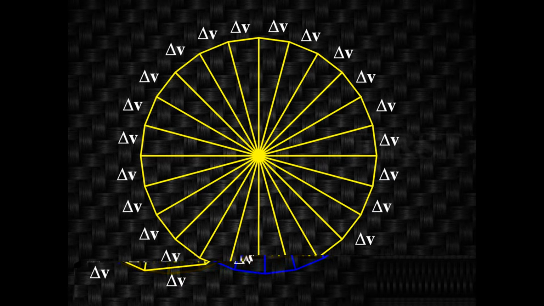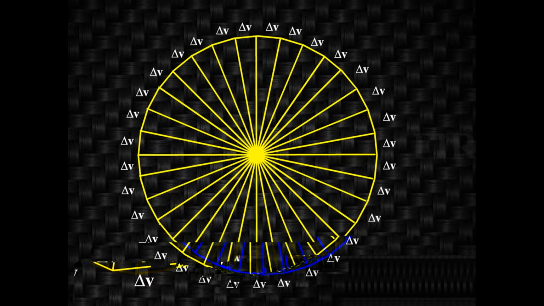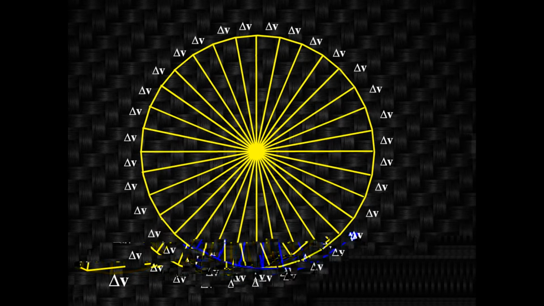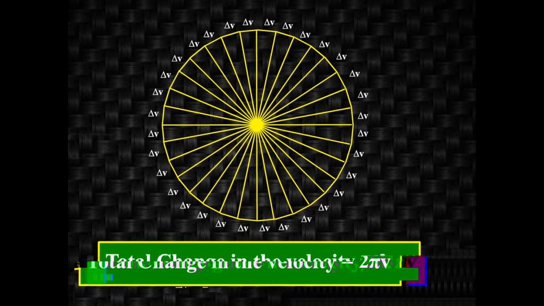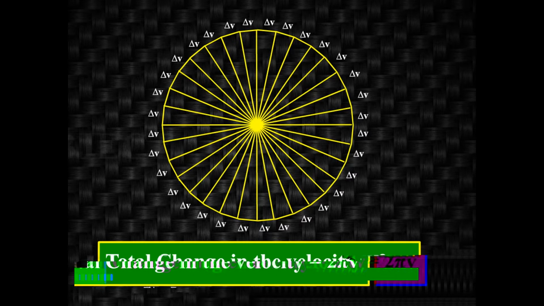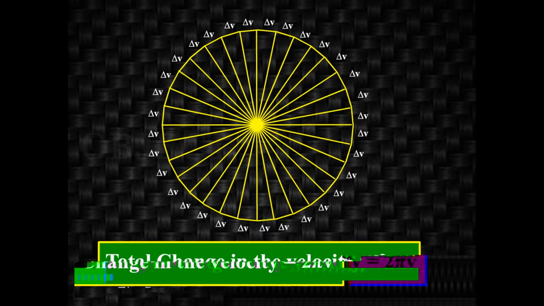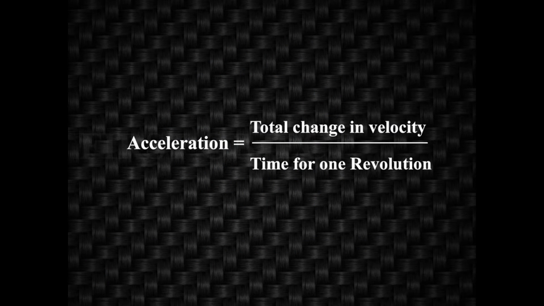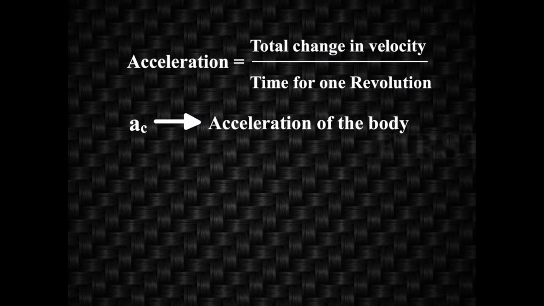The exact value of the sum of the magnitudes of the changes in velocity of the body during the course of a revolution will be equal to the circumference 2 pi v of the circle. We know that the magnitude of the acceleration is equal to the ratio of the magnitude of change in velocity for one revolution and the time period. Let a_c be the magnitude of acceleration of the body in uniform circular motion.